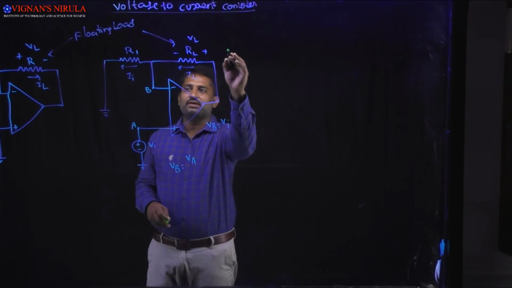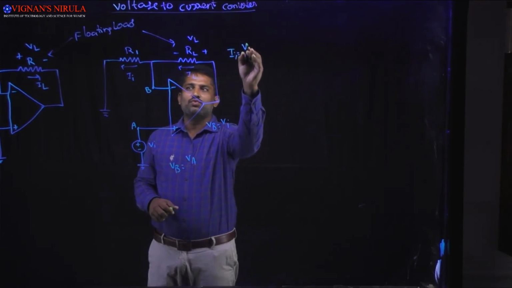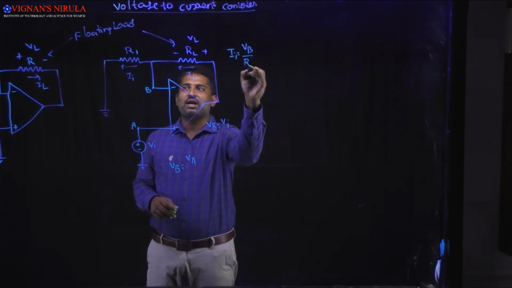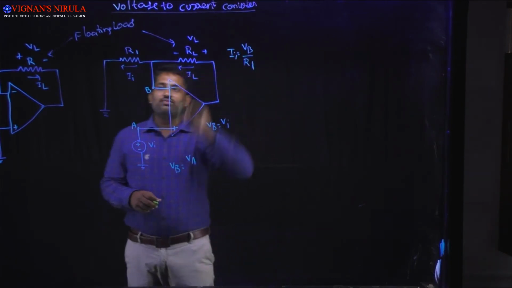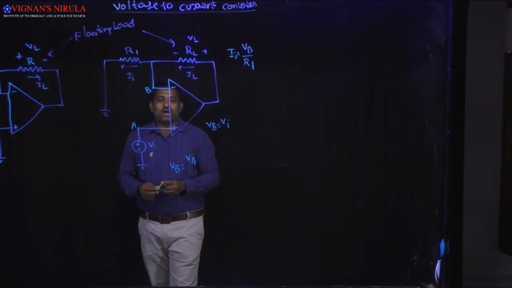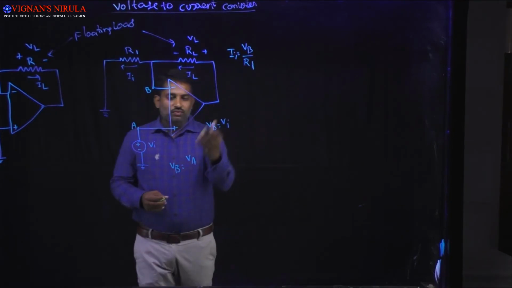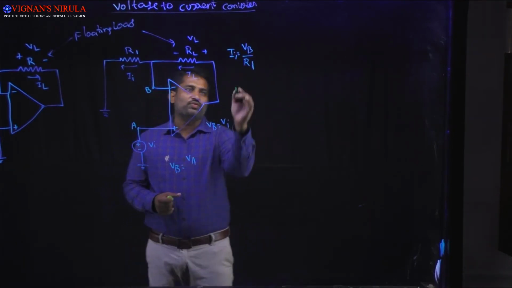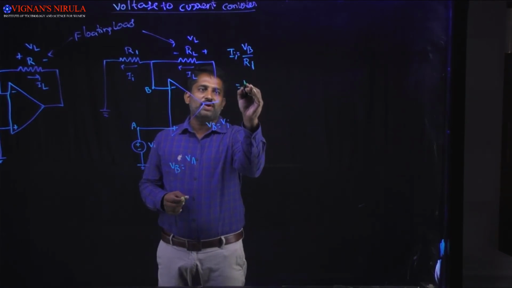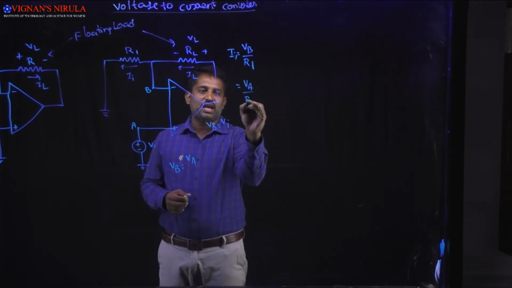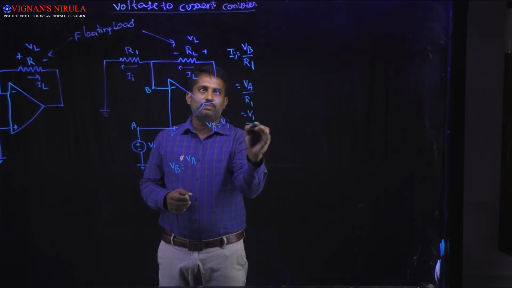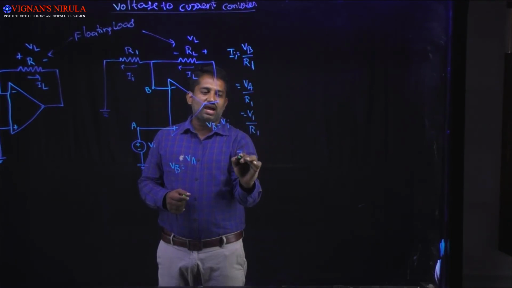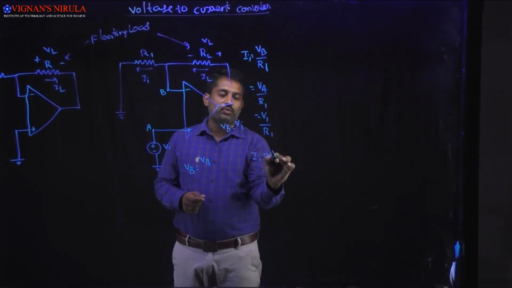So what happened? I is equal to VB divided by R1. VB divided by R1, and just now we discussed that according to the virtual ground concept, VB is equal to VA. So VA by R1 should be taken as VI divided by R1. So I is directly proportional to VI.